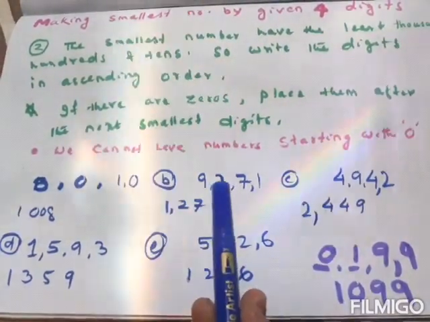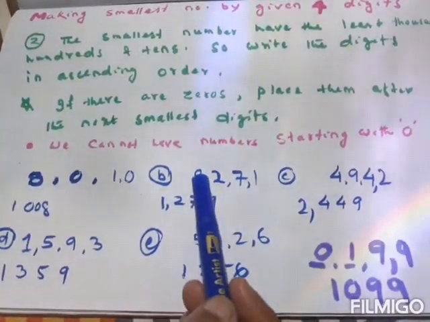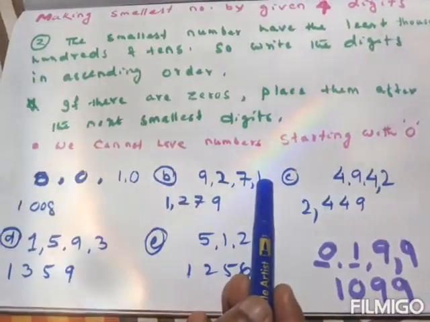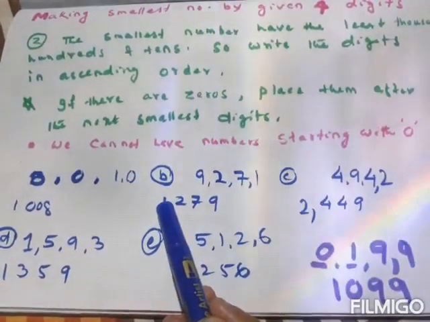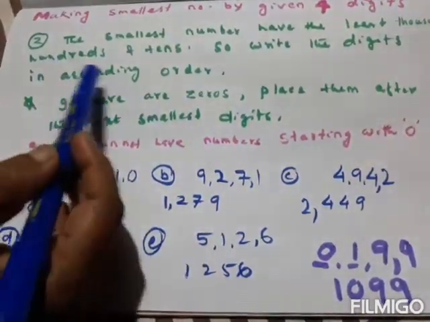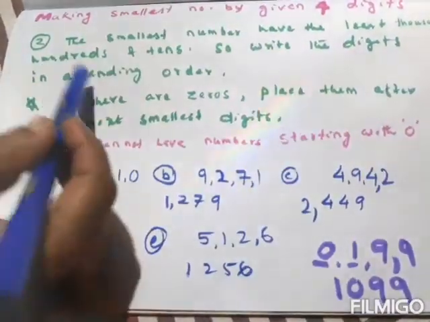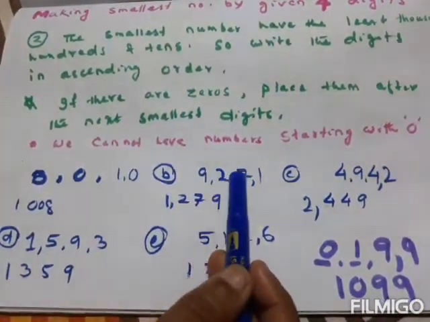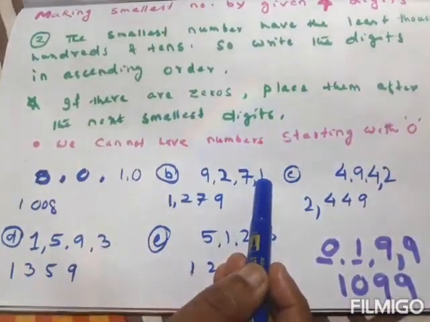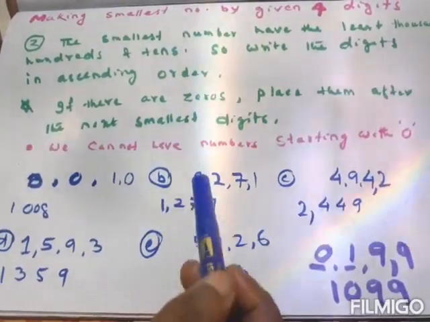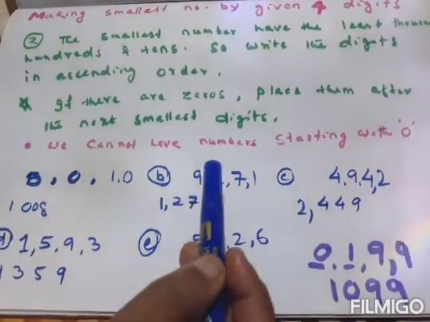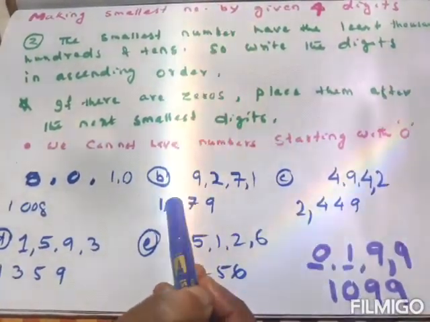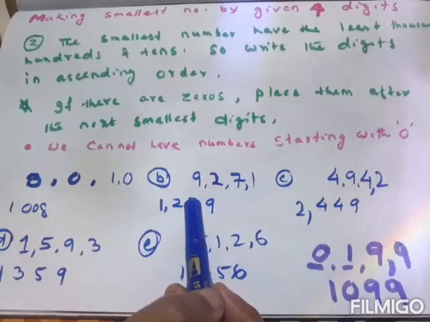To know more, I am giving one more example. Here the example is 9271. Which one is the smaller one, children? 1 is the smaller one, because as per the rule we have to arrange the digits in ascending order. So among 9271, which one is the smallest? 1 is the smallest. So I write 1 first, then among 9, 2, 7, which one is the smallest? 2. So I put 2 here, then 7, then 9.